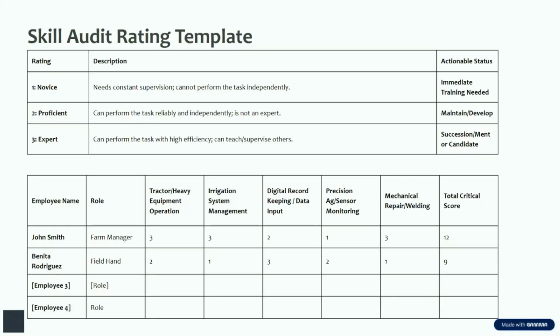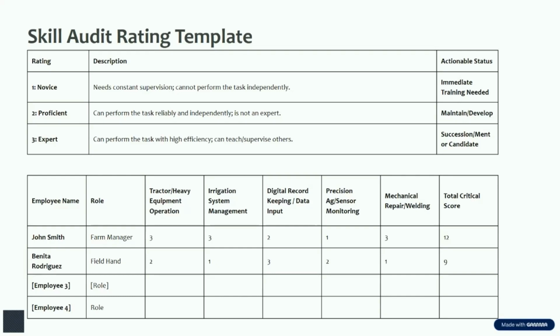So look at Benita, who is just a field person. When it comes to what John has 3, Benita can do it, but she's not an expert. But when it comes to data and recording, we will see that Benita has 3. That means Benita is better than John when it comes to data input and record keeping. And also, when it comes to precision agriculture, Benita has 2. So in this, we have the total critical score. Please, let's move to the next slide, which is the third table.